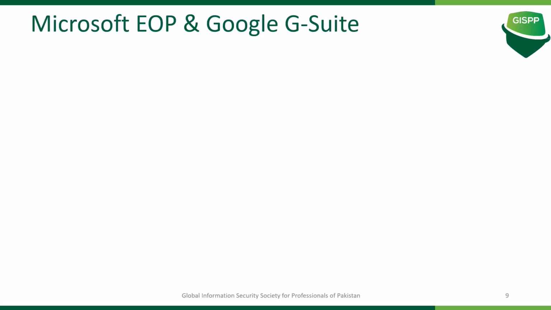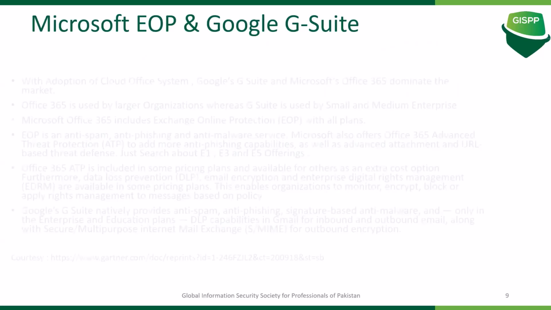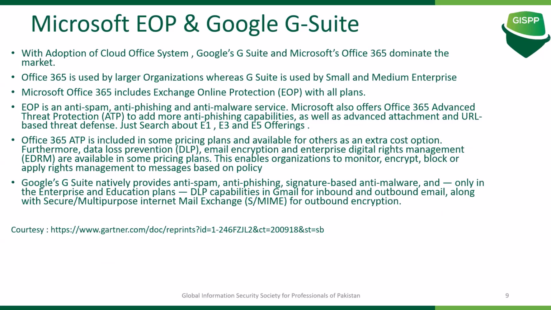A small slide on Microsoft EOP and Google G Suite. Now, with the adoption of cloud systems, Google G Suite and Microsoft Office 365 are dominating the market because most companies are using cloud-based Office. And when we talk about Office, email is also part of it, because Outlook is part of the Office suite.